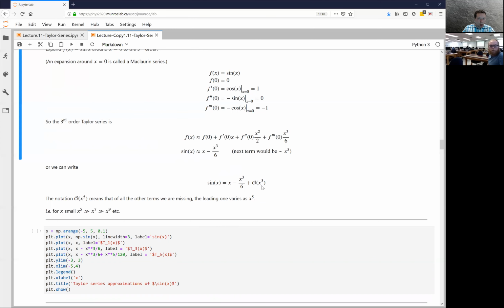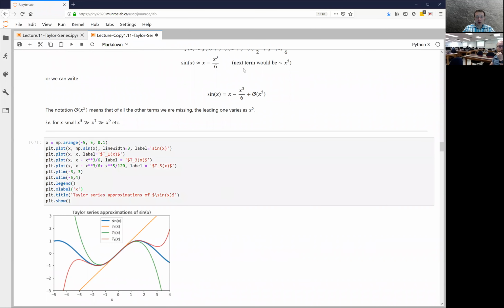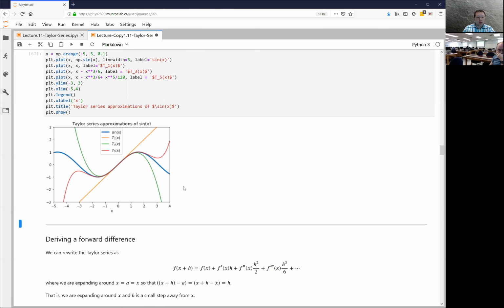When x is small, think of a number less than 1, and x to the 5 is really small, x to the 7 is very, very small, and x to the 9 is incredibly small. What that looks like graphically is the following. I've just coded up these three functions, and we can see a number of plots. The line in blue is the original function. That's sine of x.